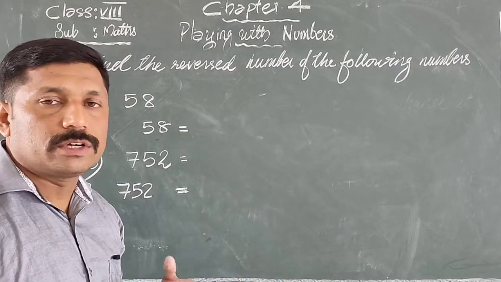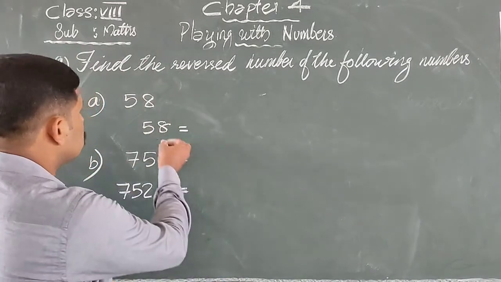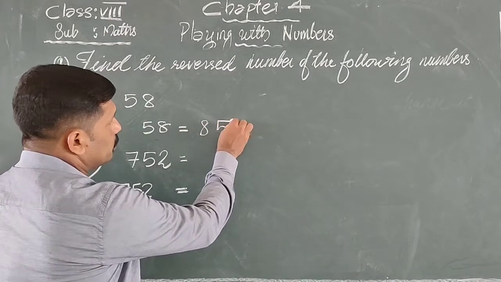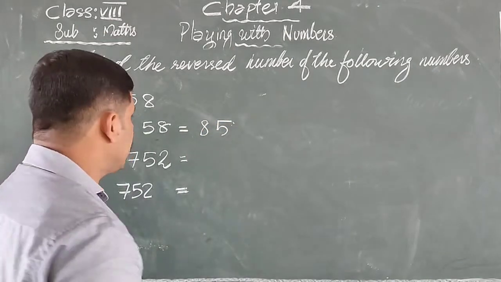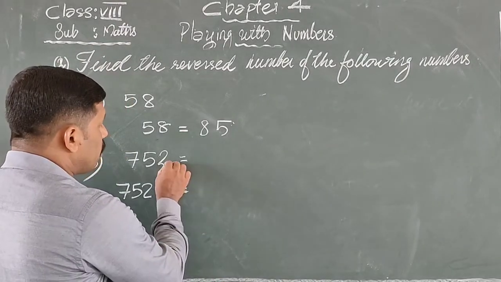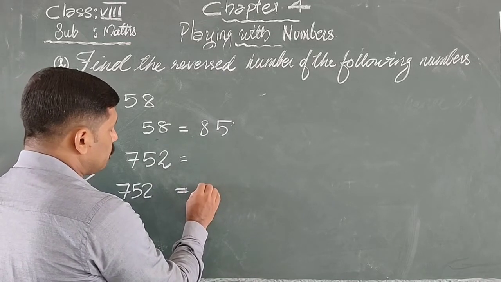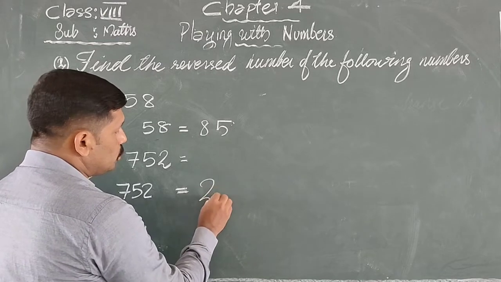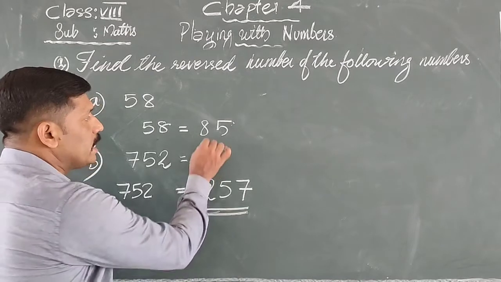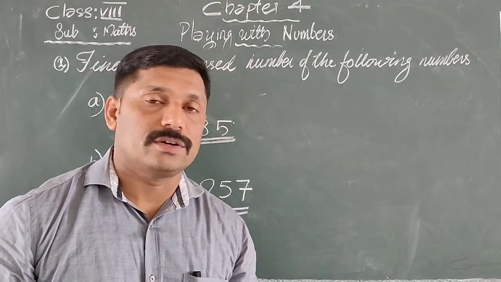58. I told that in order to reverse the number, we interchange its digits. So here this 8 from ones place goes to tens place, and tens place comes to ones place. 58 changes to 85. And if it is a 3-digit number, we only interchange the ones and hundreds digits. That means 752 changes to 257. So for reversing a number, that is very simple. We have to reverse its digits only.